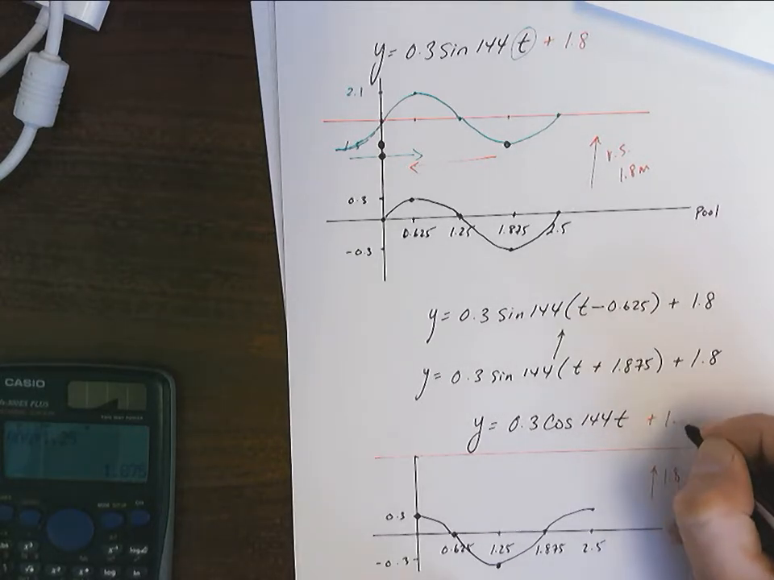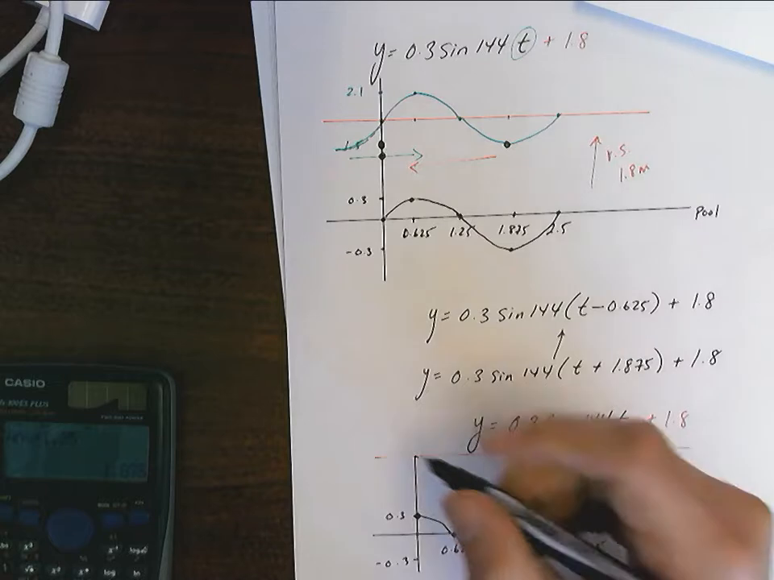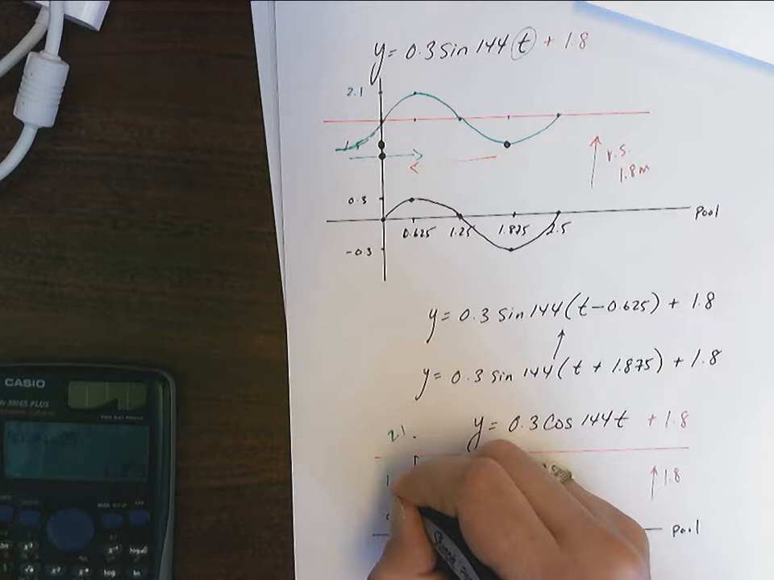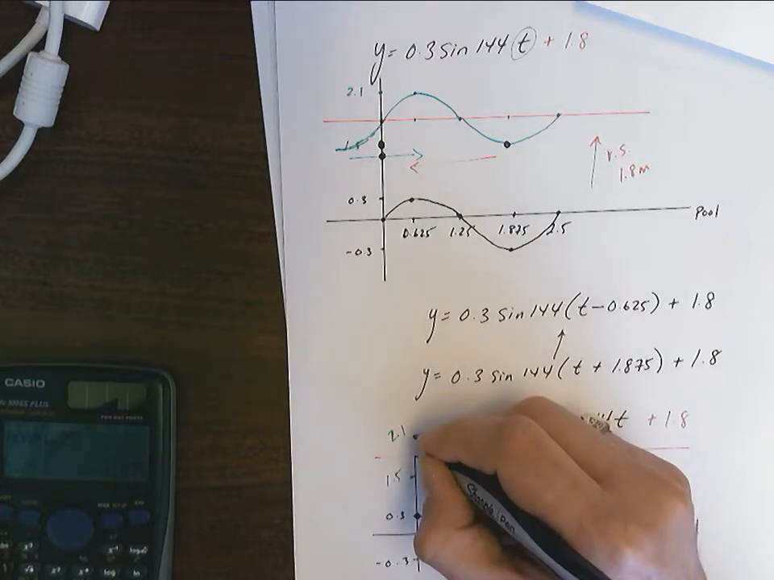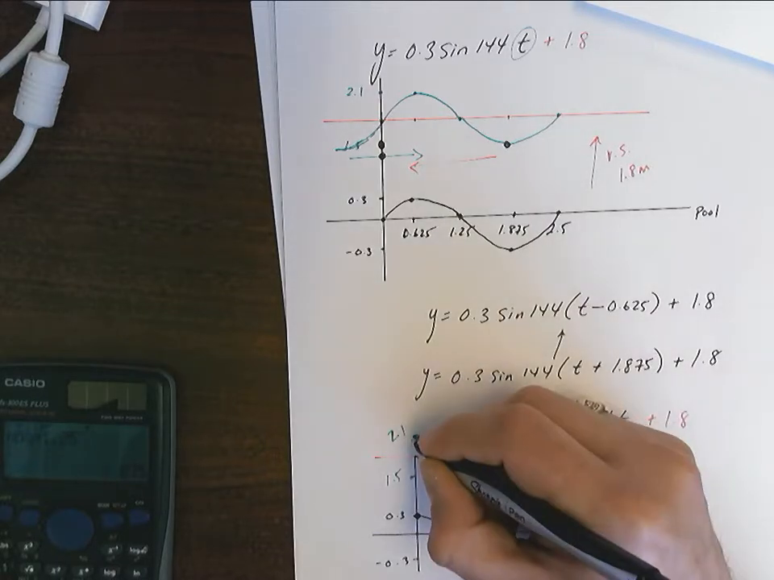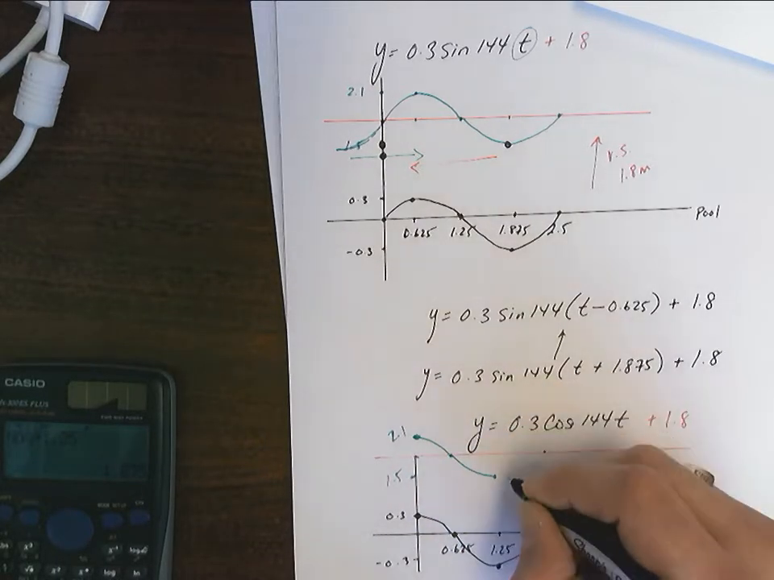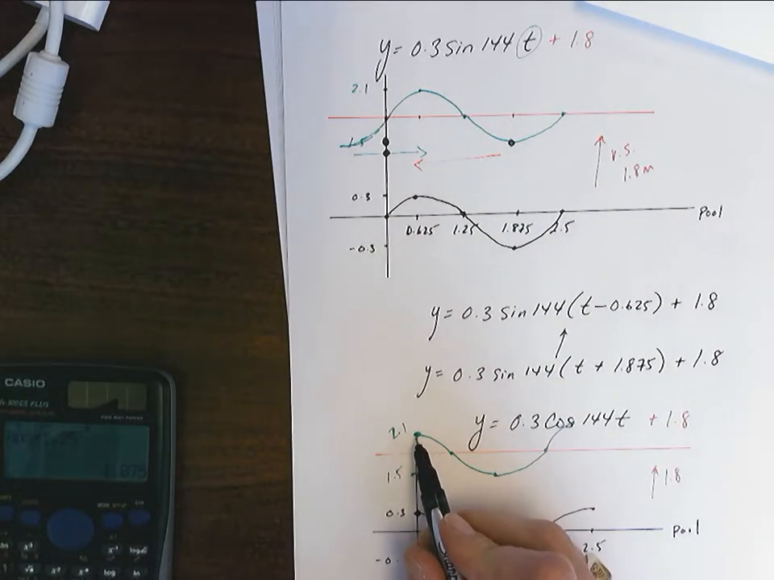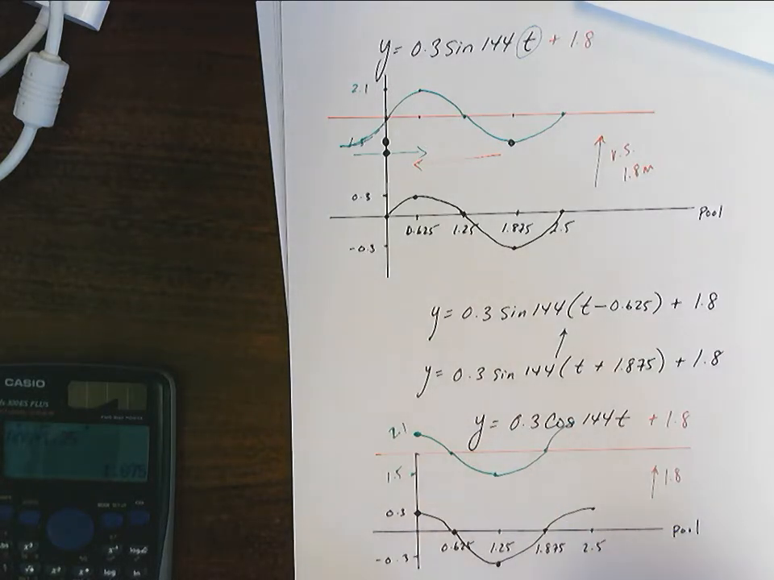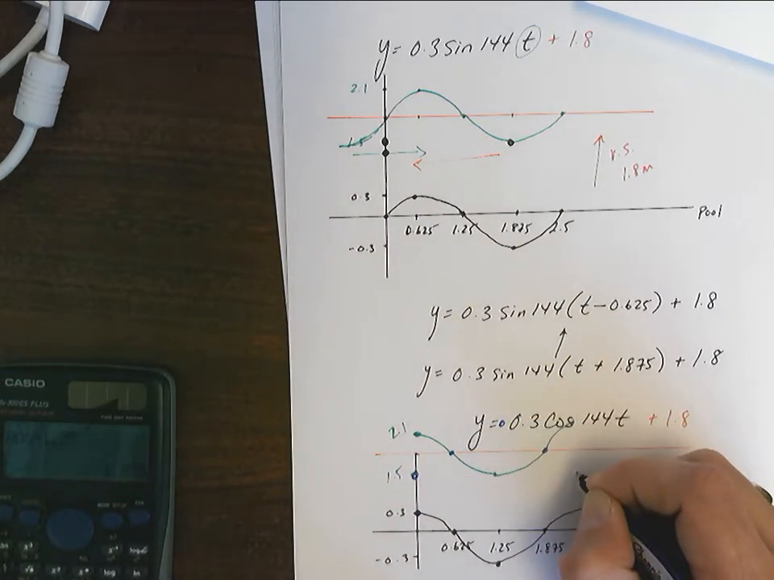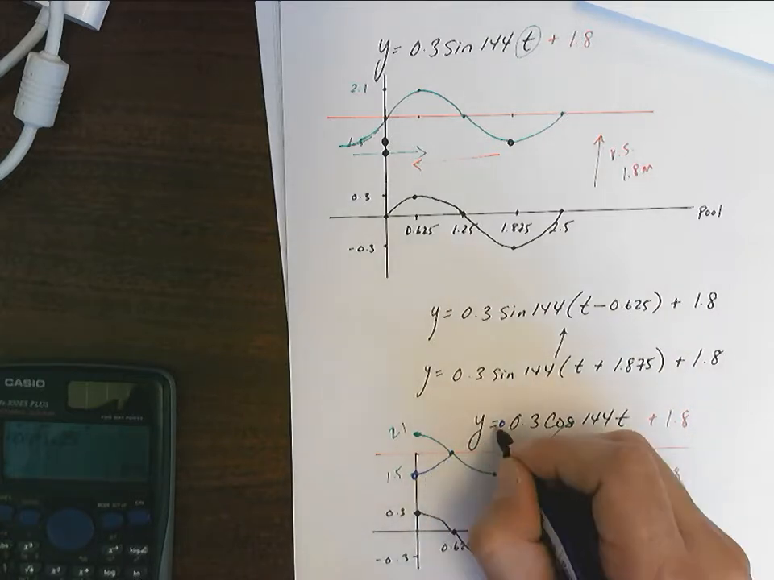So my vertical shift is 1.8. Then what's going to happen is I'm going to go up to 2.1 to 1.5, and it's going to look like this. But this has good old Milton starting at a crest. Good old Milton doesn't start at a crest. Good old Milton starts at a trough and he goes up to a crest. This is what Milton actually does. Oh my goodness, poor Milton.